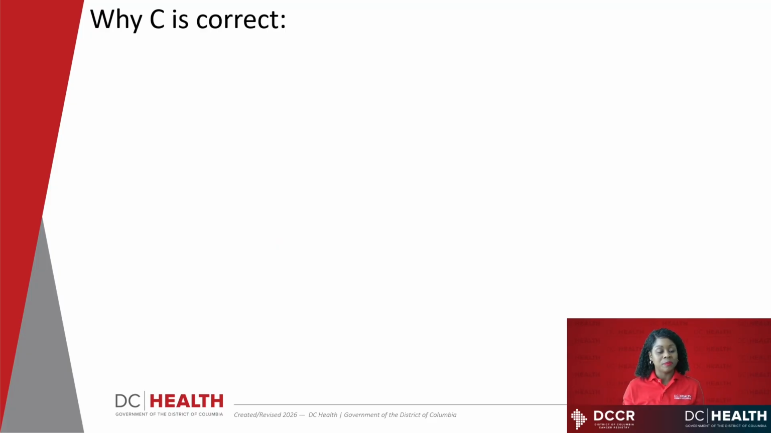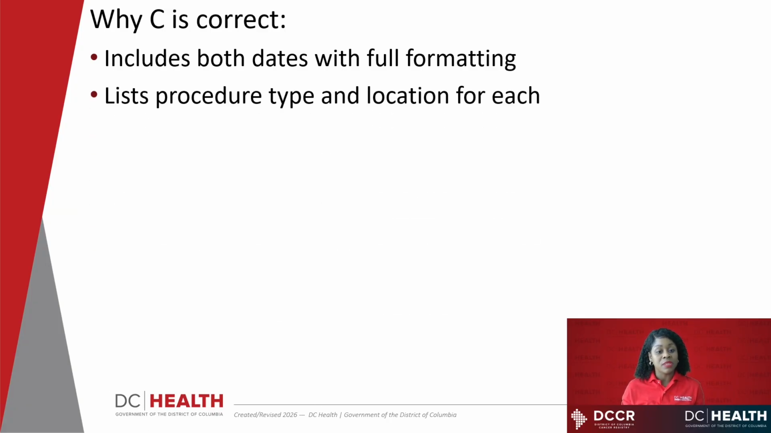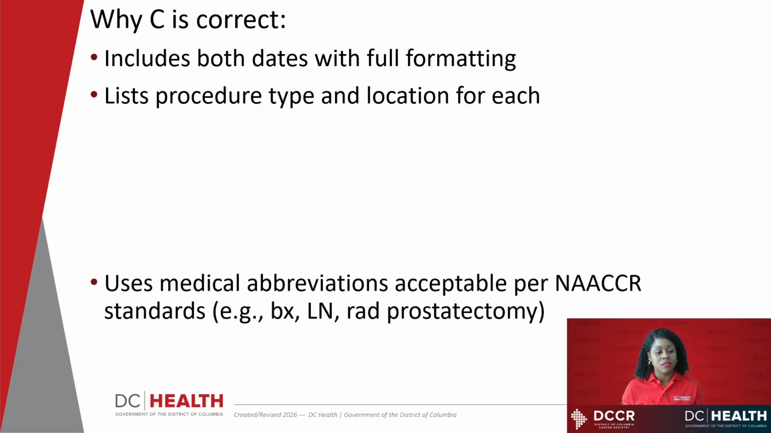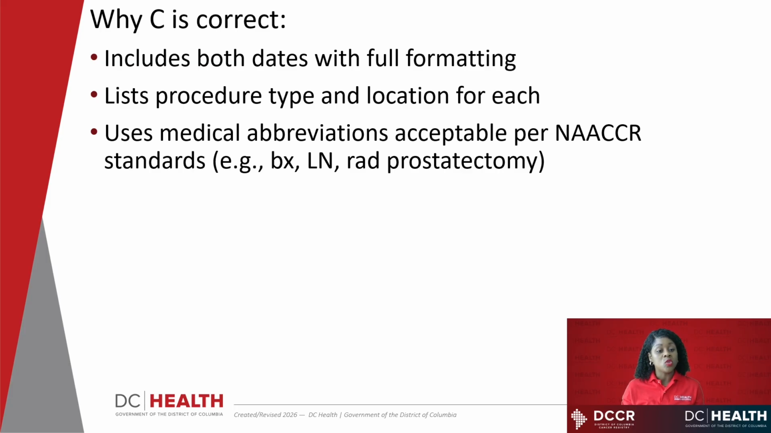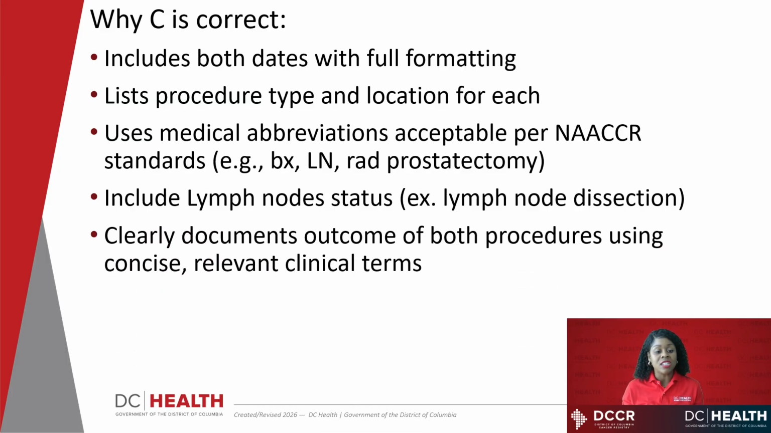Why is C correct? It includes both dates with proper formatting, lists procedure type and location for each. It also uses medical abbreviations acceptable by NAACCR, for example, bx, LN, and rad prostatectomy. It also includes the lymph node status, for example, lymph node dissection. And last but not least, it clearly documents the outcome for both procedures using concise, relevant clinical terms.